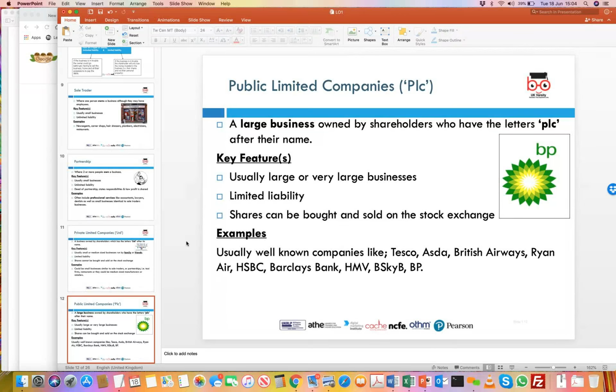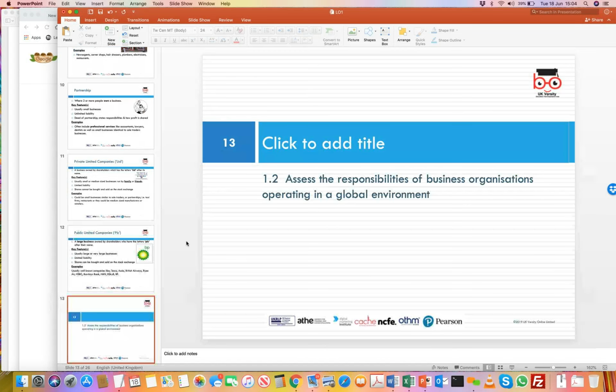Another question. Korean Air. Is it a public limited company or a private limited company? Public limited company. Correct. It has operations in so many countries, big turnover, shares are sold in the market, and that is why it is a PLC.